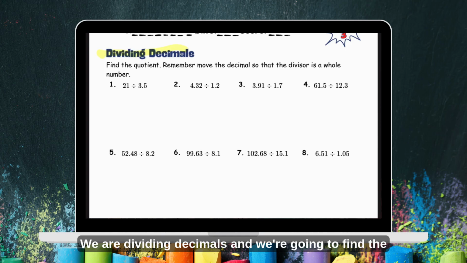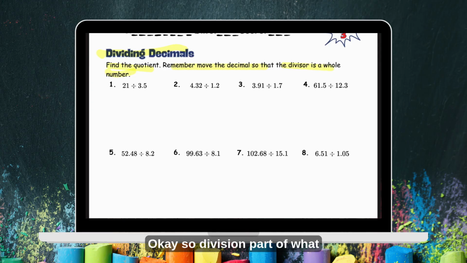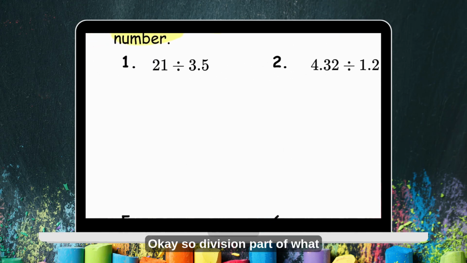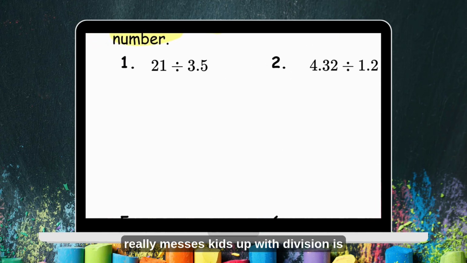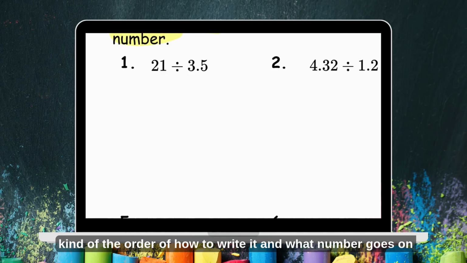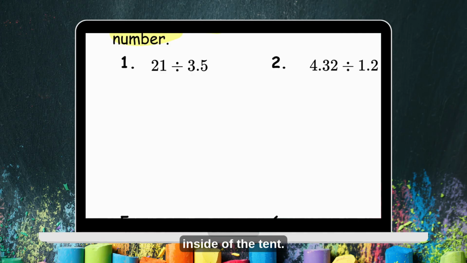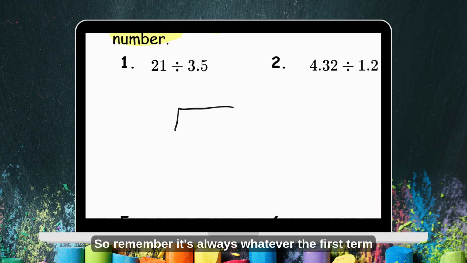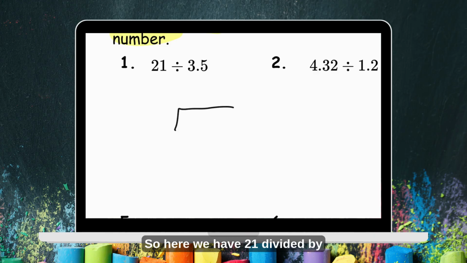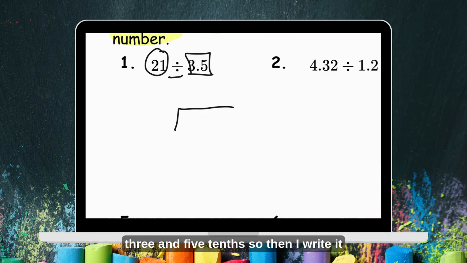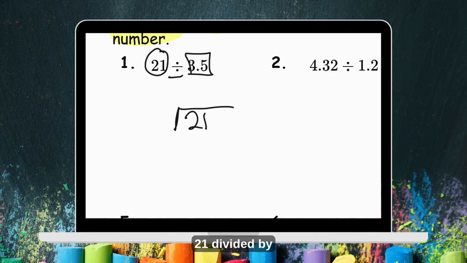We are dividing decimals and we're going to find the quotient, and we want to remember to move the decimal so that the divisor is always a whole number. Part of what really messes kids up with division is the order of how to write it and what number goes on the inside of the tent. So remember, it's always whatever the first term is, and I like to say it out loud. It helps me. So here we have 21 divided by 3 5/10. So then I write it 21 divided by 3 5/10.